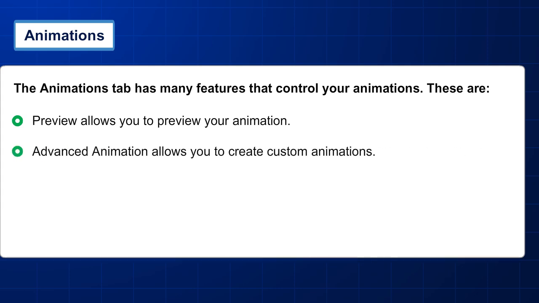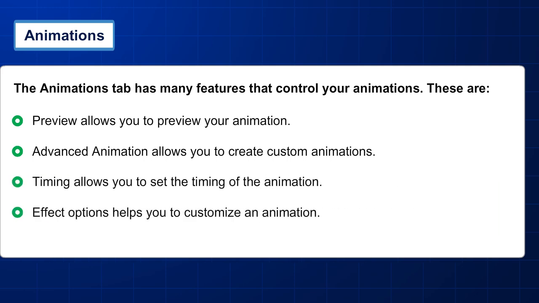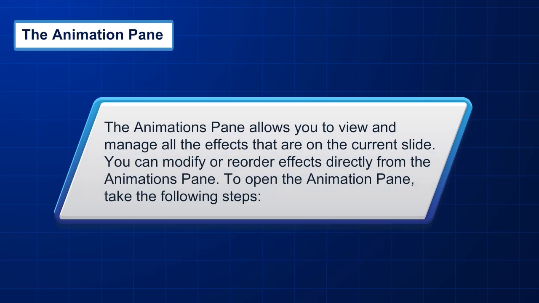Advanced Animation allows you to create custom animations. Timing allows you to set the timing of the animation. Effect Options helps you to customize an animation. The Animation pane. The Animation pane allows you to view and manage all the effects that are on the current slide. You can modify or reorder effects directly from the Animation pane.